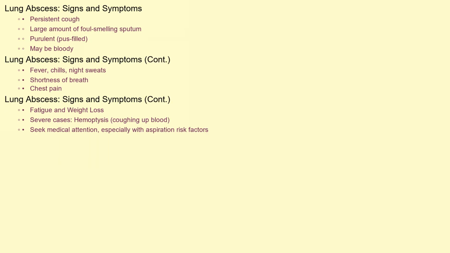The signs and symptoms of a lung abscess can vary in severity and onset. A common symptom is a persistent cough that produces a large amount of foul-smelling sputum. This sputum may be purulent, meaning it contains pus, and sometimes it's even bloody. Other symptoms can include fever, chills, night sweats, shortness of breath, chest pain, fatigue, and weight loss. In severe cases, the patient may experience hemoptysis, which is coughing up blood. It's important to seek medical attention if you experience these symptoms, especially if you have any risk factors for aspiration.